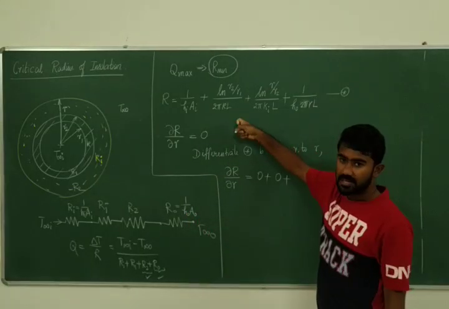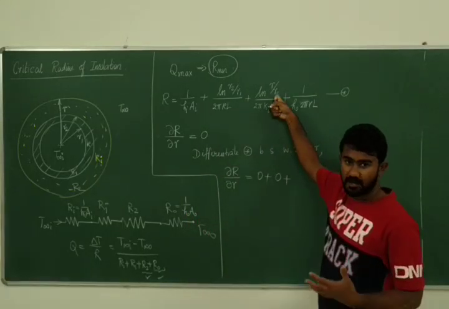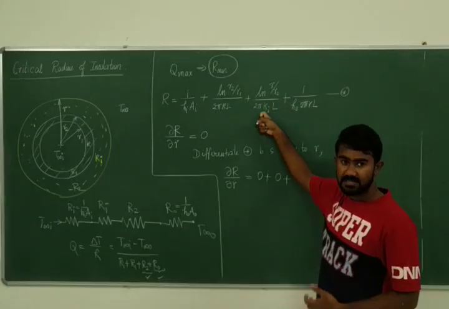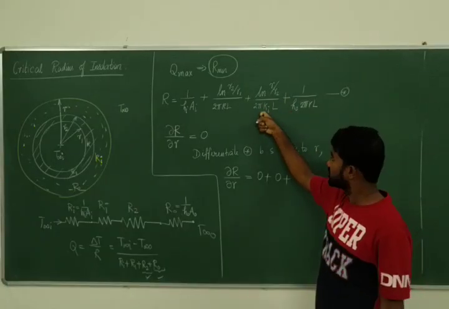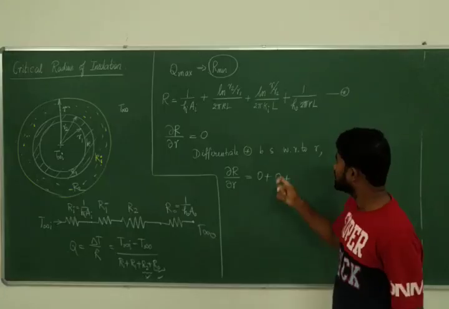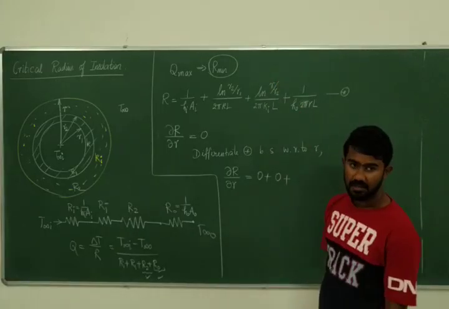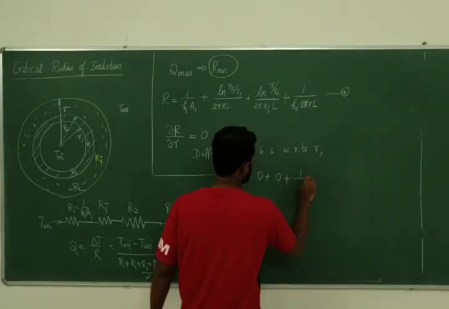Now you have a variable here. R2 is a constant, that's the outer radius of the pipe. Ki is the thermal conductivity of the insulation, that's also a constant. L is the length, constant. So all these are constant, where is the variable? r. So first keep the constants out.